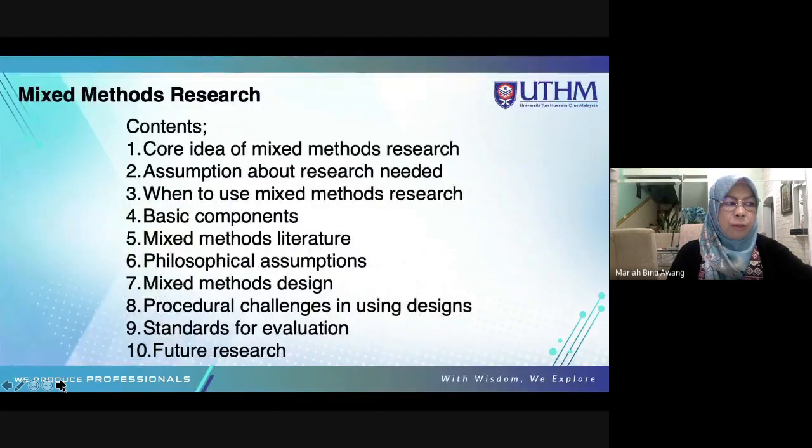So for today's class, it covers the core idea of mixed method research, assumptions about research needed, when to use mixed method research, basic components, mixed methods literature, philosophical assumptions, mixed methods designs, procedural challenges in using the designs, standards for evaluation, and the last one is future research.